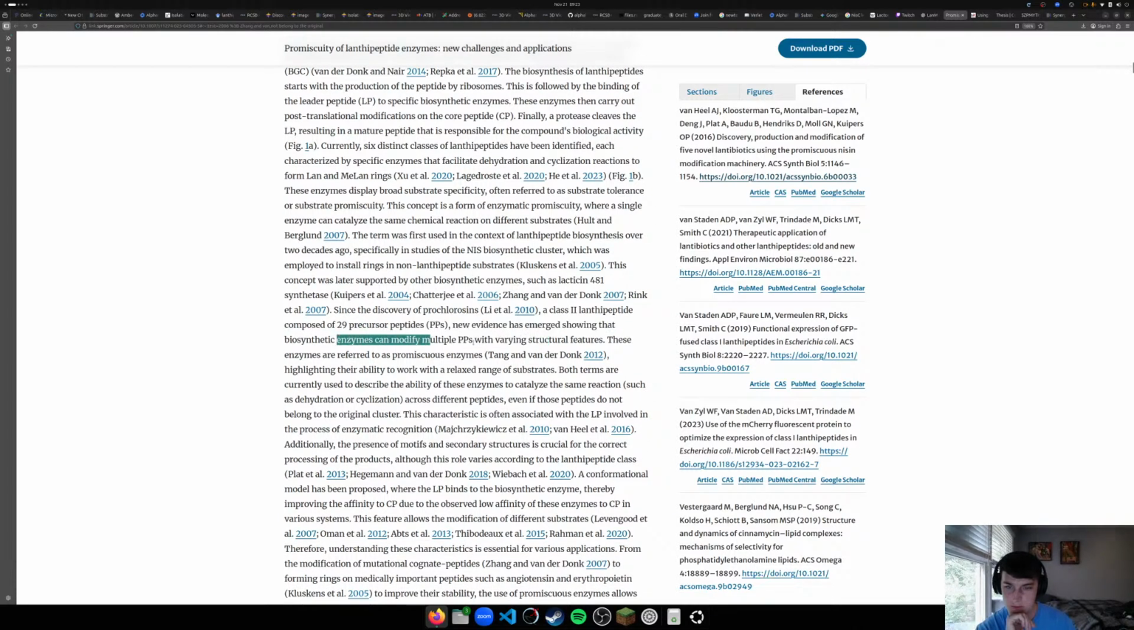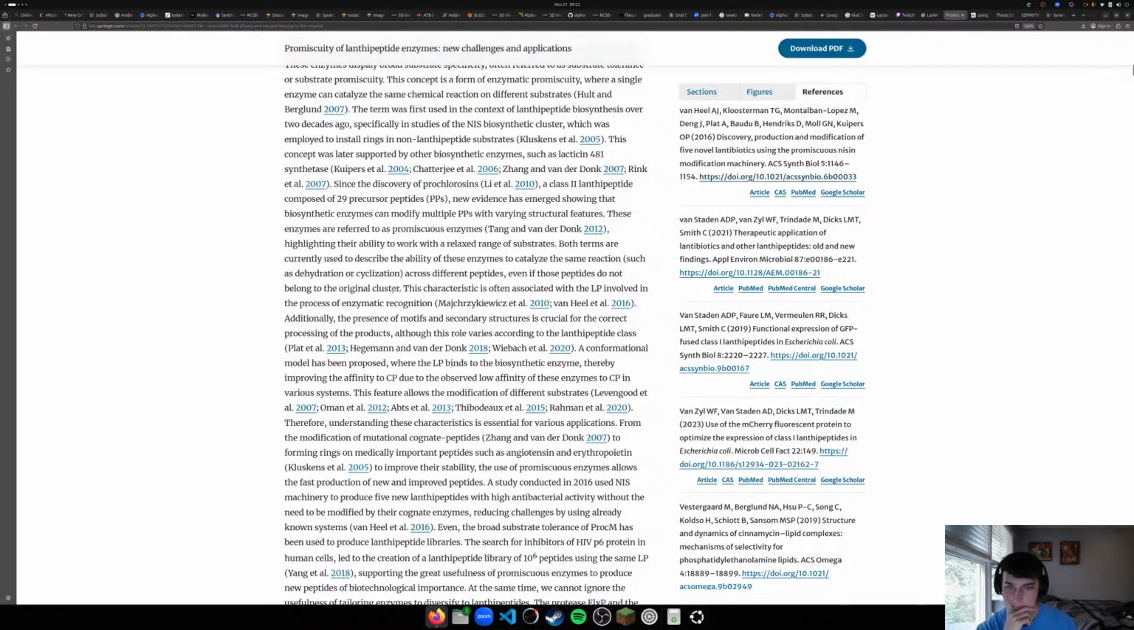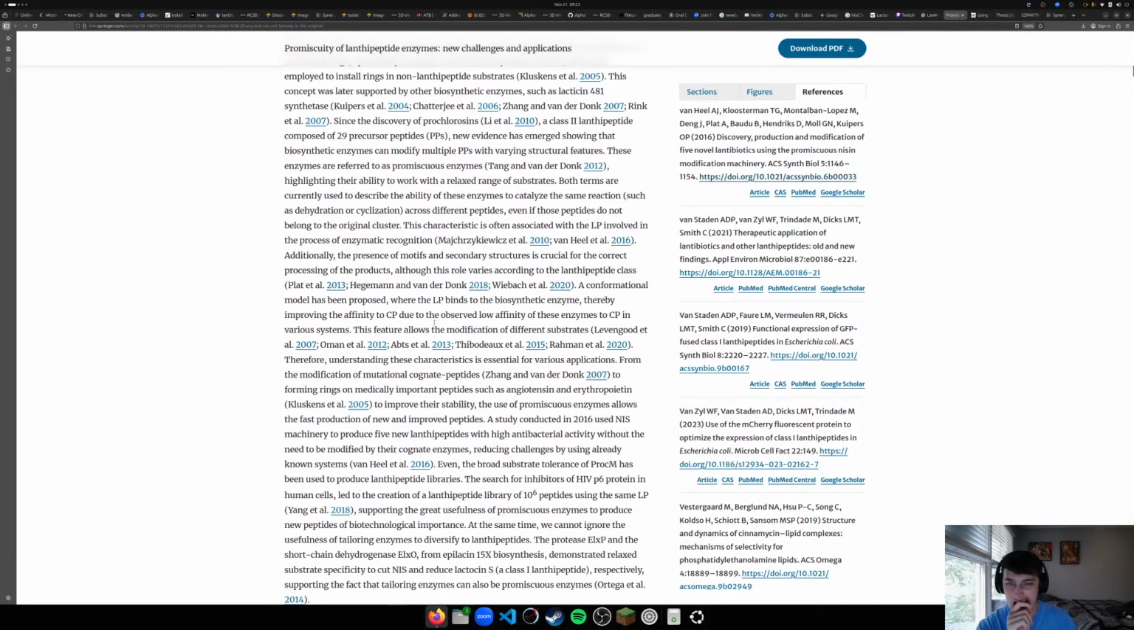The evidence is showing these enzymes referred to as promiscuous enzymes. It's often associated with the leader peptide involved. Additionally, the presence of motifs is crucial for catalysis, although this role varies.